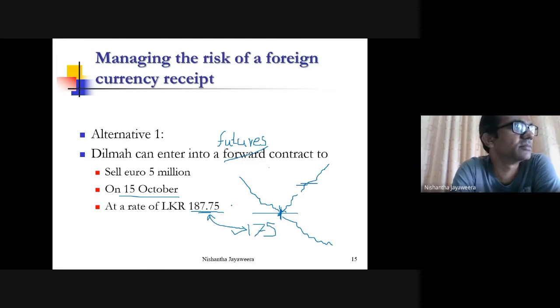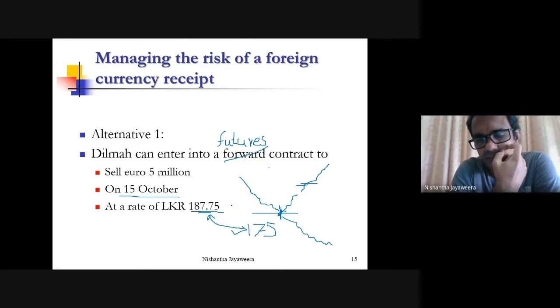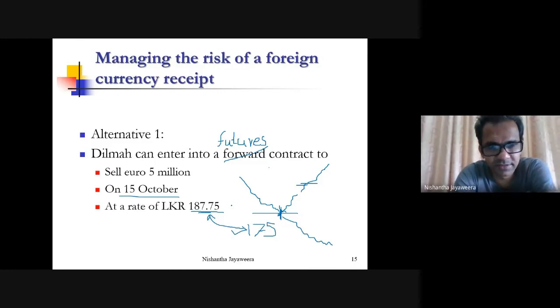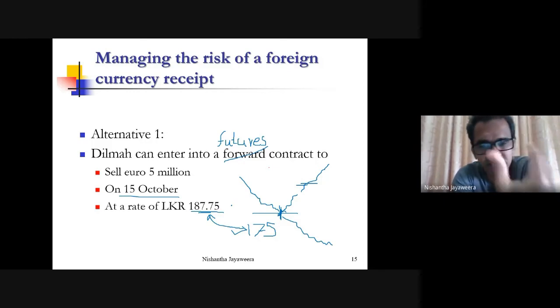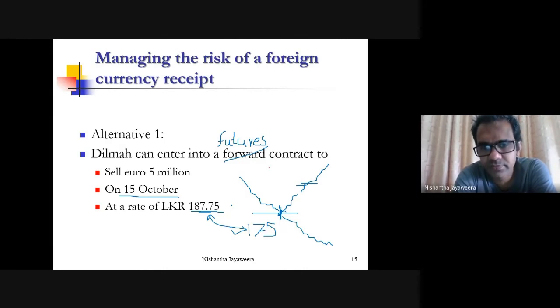That's why we say most of the time, generally, using derivatives, what do we do? We transfer the risk, either from one type of risk to another type of risk, or from one party to another party. We don't eliminate the risk. That's what we do. We eliminate one type of risk and take another type of risk. So that is also a very important point that you have to remember.